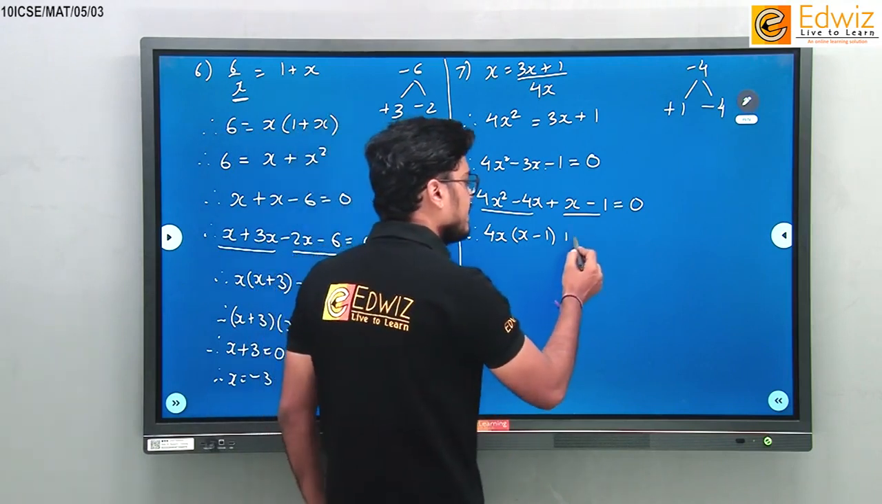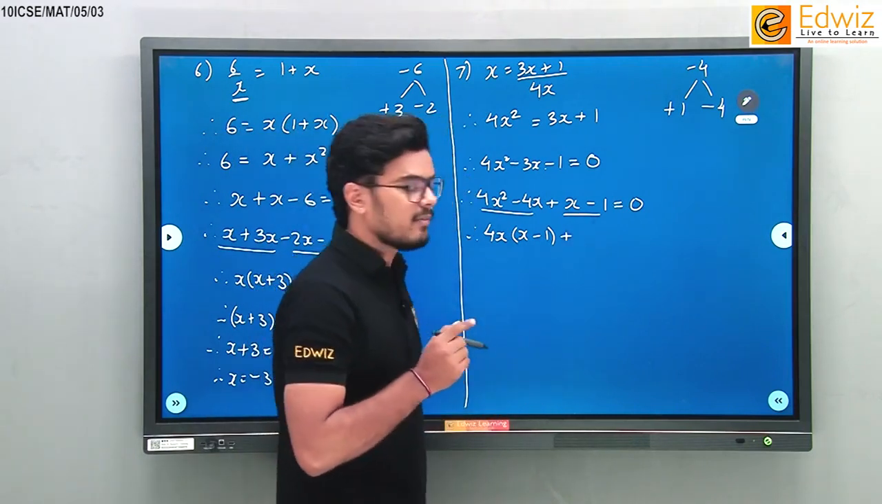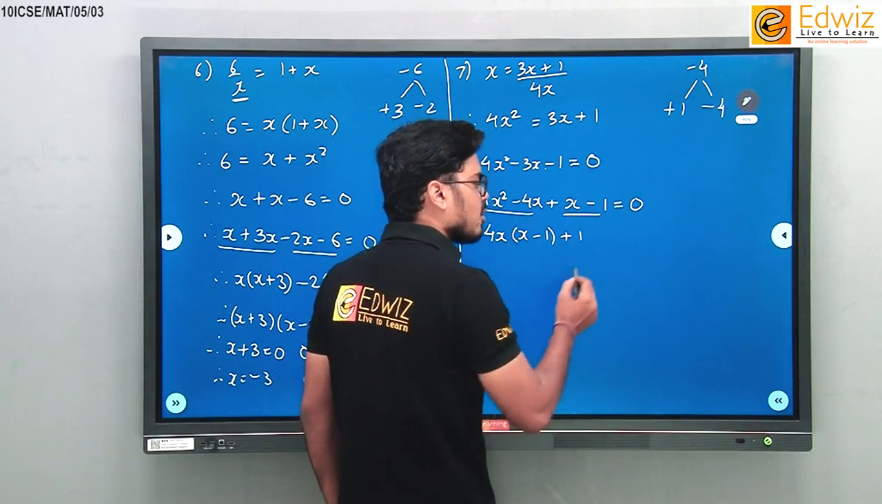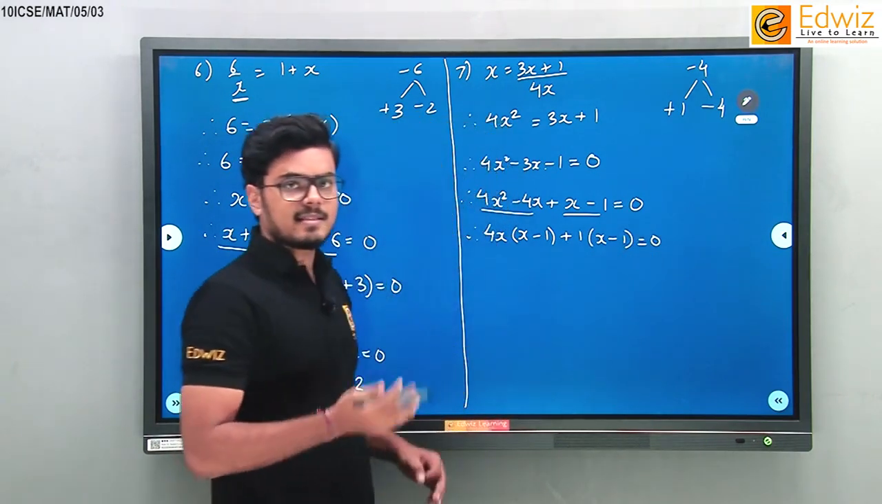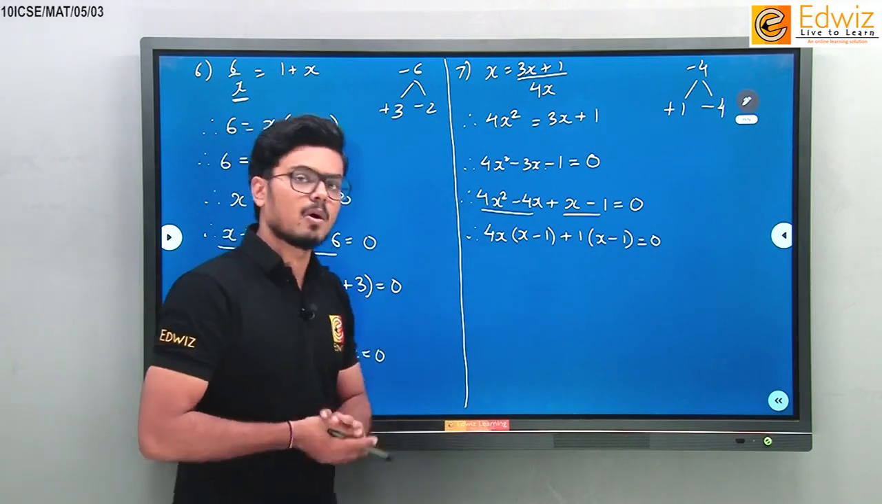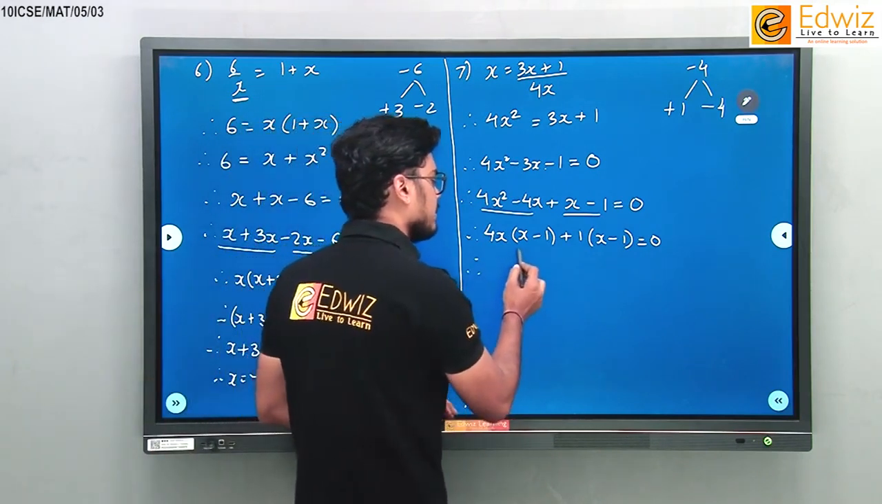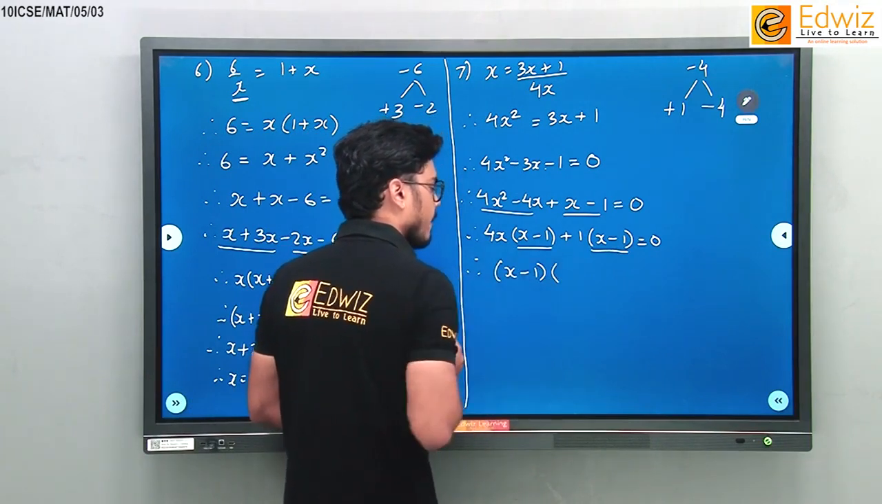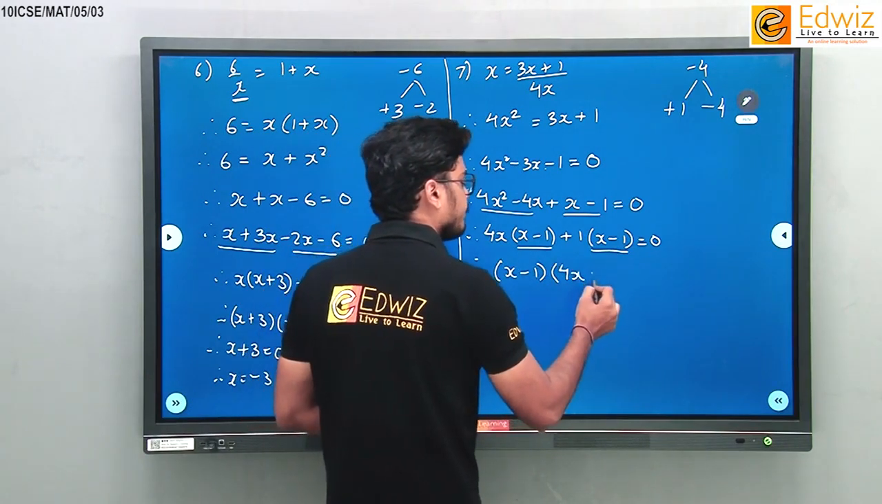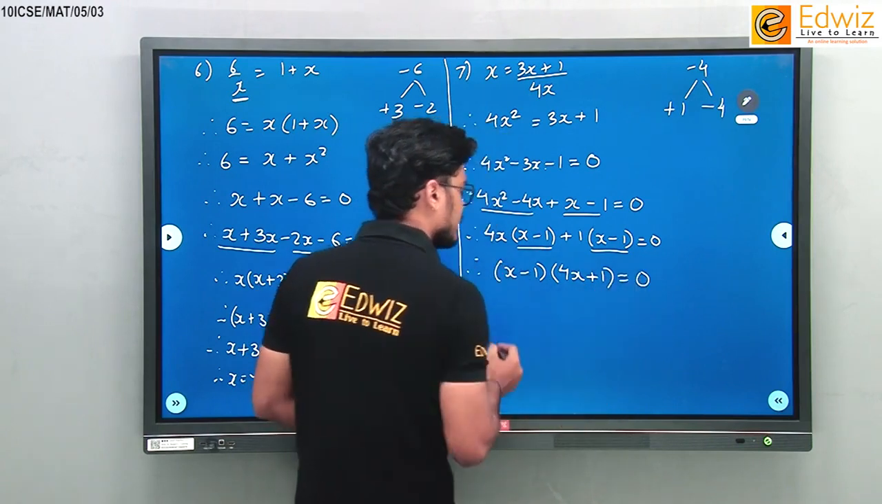Next, in these two terms there is nothing common, but we can still write 1 as common between them and x minus 1 in the bracket. Okay, if there is nothing common, we can always take 1 common. So this bracket, as you can see, it can be taken outside. Now we will have 4x plus 1 equal to 0.